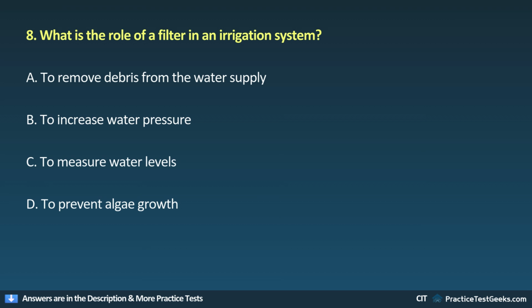8. What is the role of a filter in an irrigation system? A. To remove debris from the water supply. B. To increase water pressure. C. To measure water levels. D. To prevent algae growth.